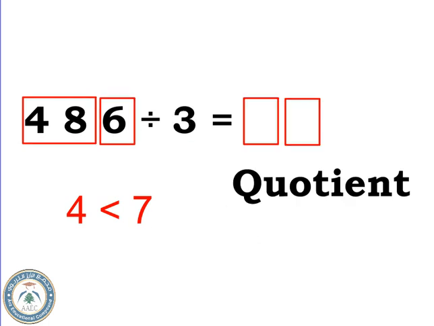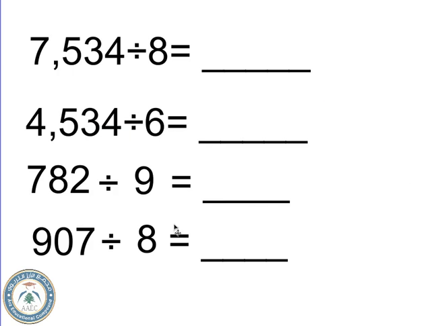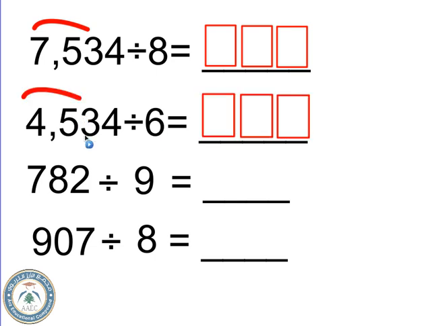Yes. Now let's have these examples. Quickly, we will guess the number of digits in the quotient: 7,534 divided by 8. We will compare the first digit with 8. 7 is less than 8, so we take 75 instead of 7, and the quotient will be a 3-digit number. Yes, it's a 3-digit number. We take 75. Here, 4 is less than 6, so we take 45 instead of 4. And we have a 3-digit number.